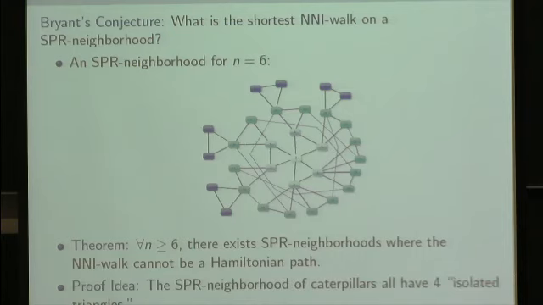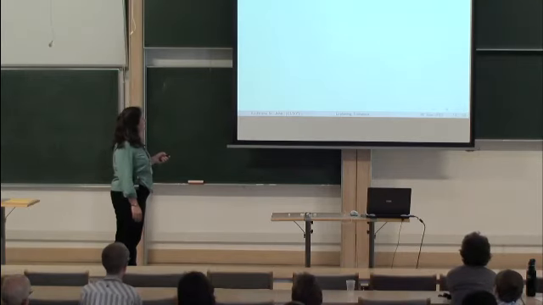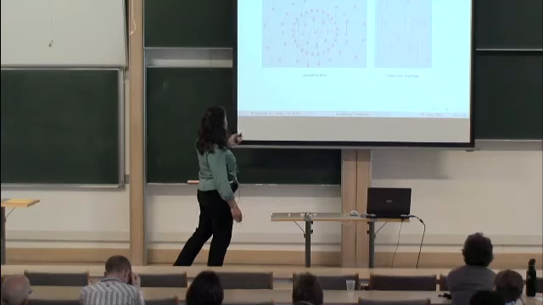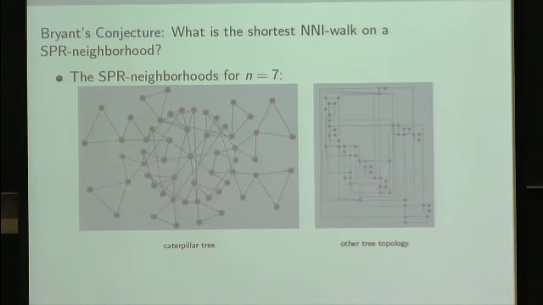So here's what I just said: the SPR neighborhood of caterpillars all have isolated triangles. Here's n equals 7, the SPR neighborhood. Notice that we get these tendrils coming out. These correspond to taking the SPR move where you take, for example, the leaf n and drag it to the other side and attach it by 1 or 2. And that's these right here.